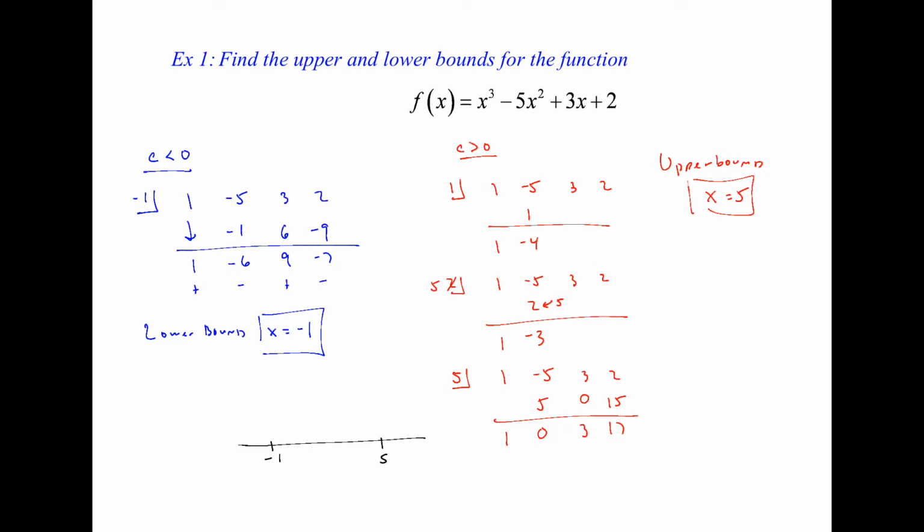So what this indicates is the graph will only cross between these two. So it might go up and do something like that. It might go up, come back down, and then go back up. But those zeros are only going to be between -1 and 5.